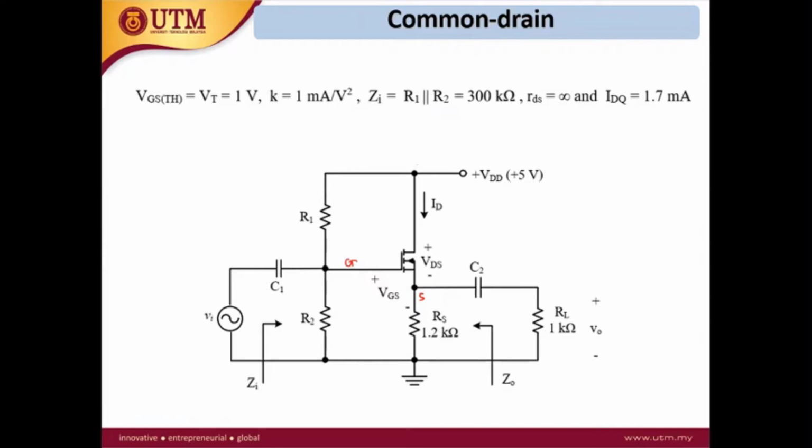Okay, so let's say we consider this specification. The threshold voltage is 1 volt, and K is given as 1 milliampere over V square. The input impedance is already given. R1 parallel with R2 equal to 300K, and then RDS is infinity, so you can ignore the small RDS. IDQ is 1.7 milliampere.